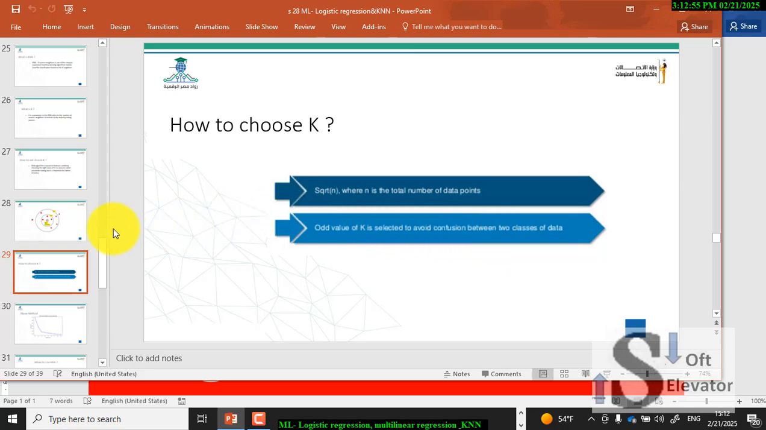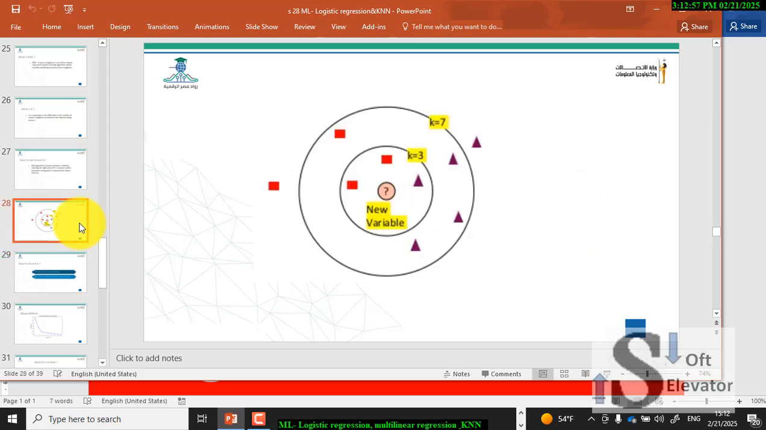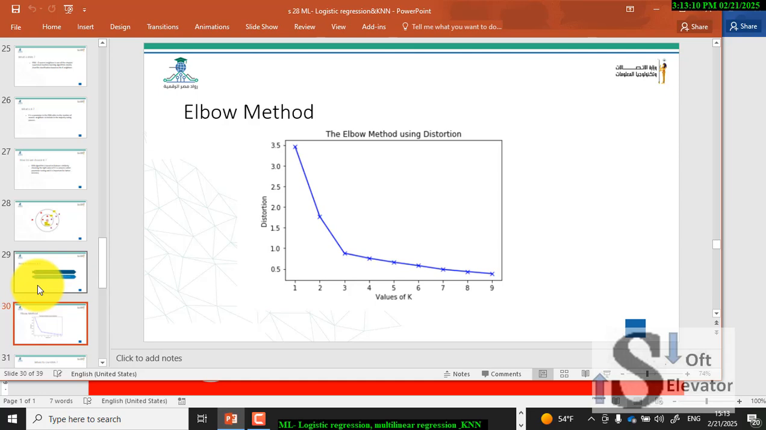So always, never ever, K is an odd value. It's not an even value. Okay, this one is good.